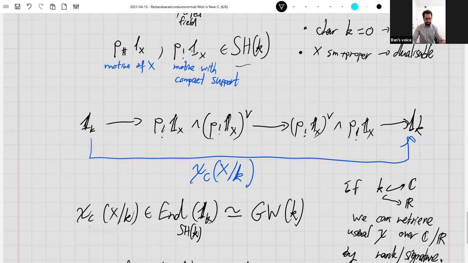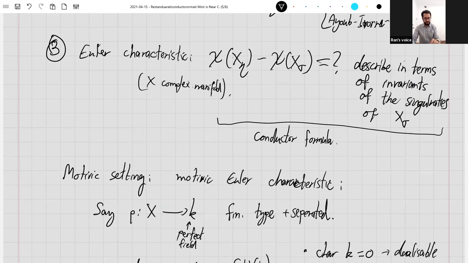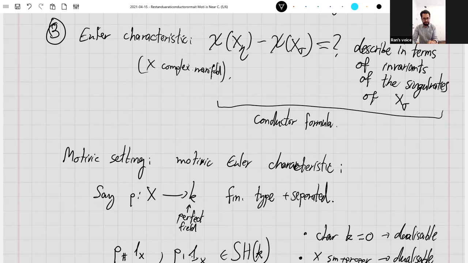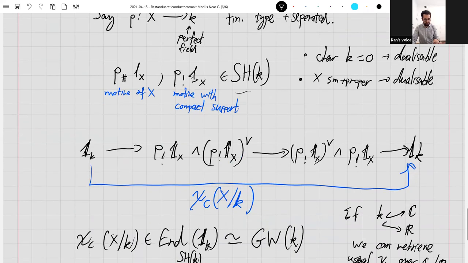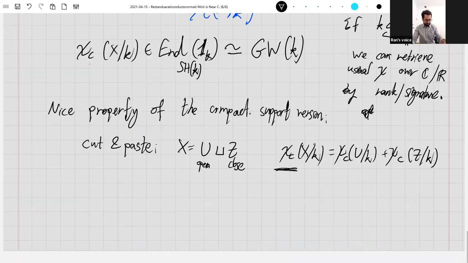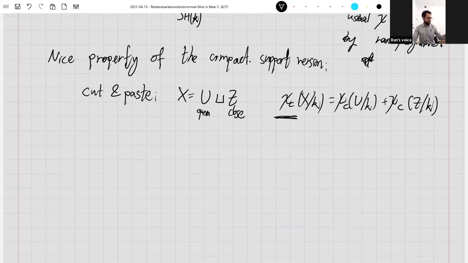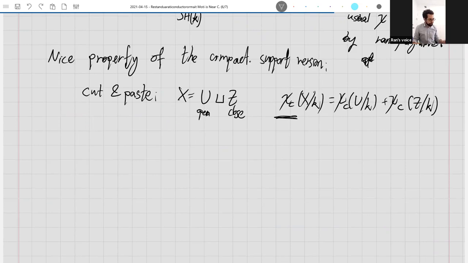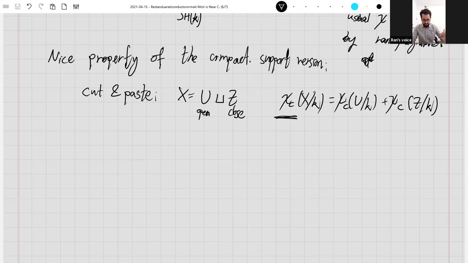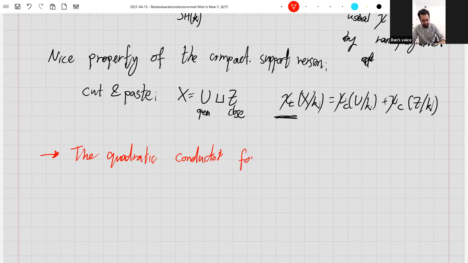Okay, so this is maybe a refined enumerative thing, and one can ask: can we get some formula of this kind with this motivic Euler characteristic? And that's where the first paper that I said I'm going to talk about starts. So the first thing is to get a quadratic conductor formula for hypersurfaces.